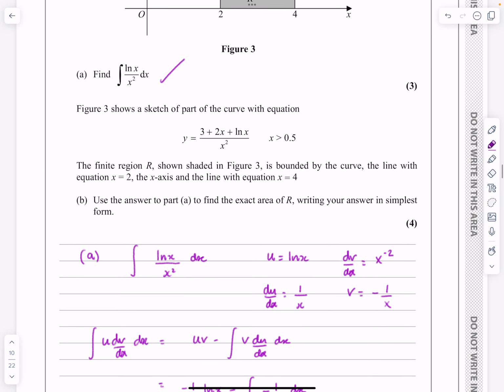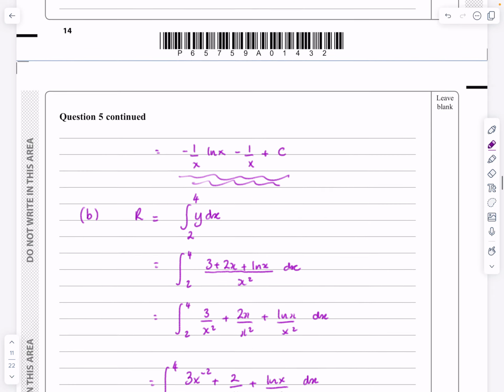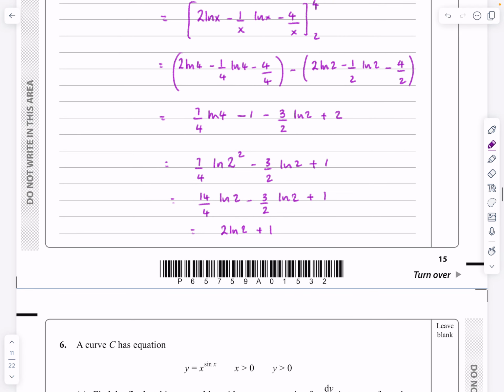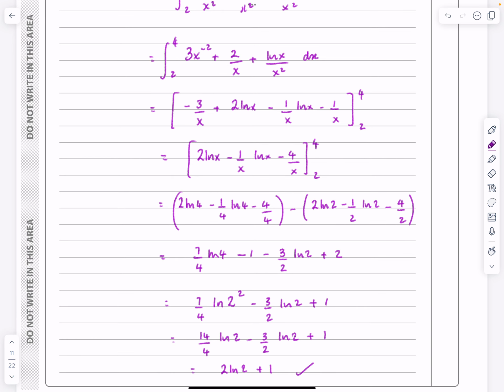Let's go back and see what they asked for. They just asked for the exact value. So sometimes they'll do things like ask for it in the form log of A plus B, or C log A plus B. But here, they haven't said anything. They've just said, can we have it as an exact answer? And that is an exact answer as we're going through and doing it.